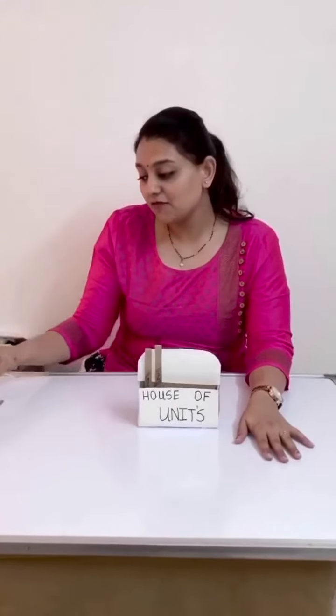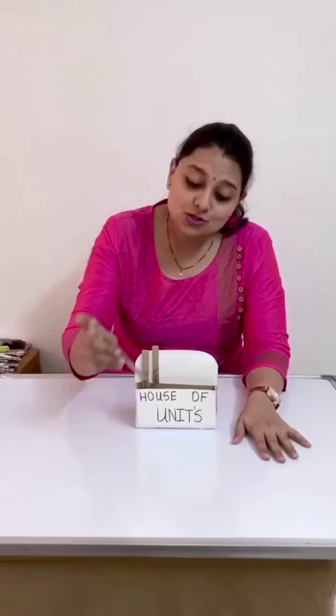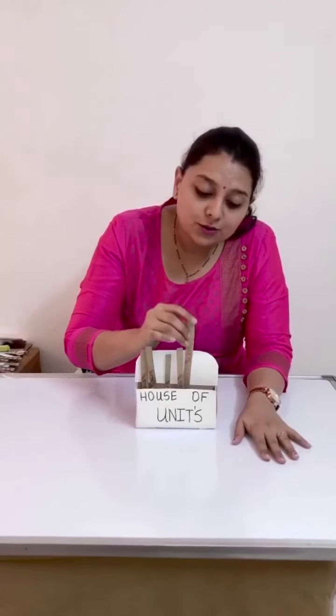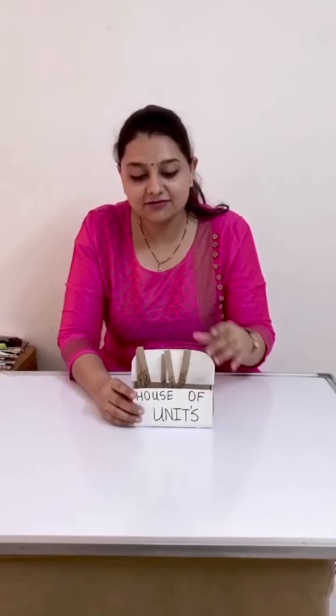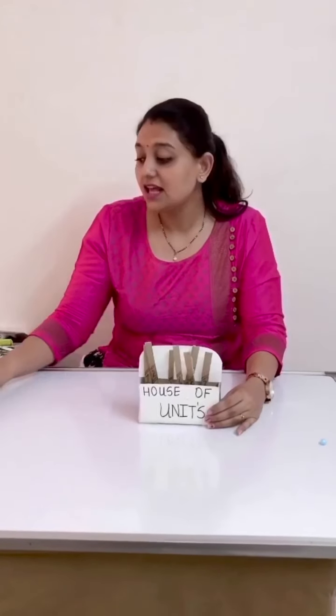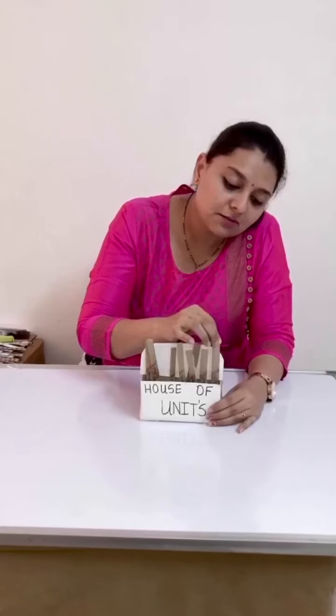In the same way, number three also comes and occupies room number three. Number four occupies room number four. Number five occupies room number five, and number six occupies room number six. Number seven occupies room number seven. Number eight comes and occupies room number eight.